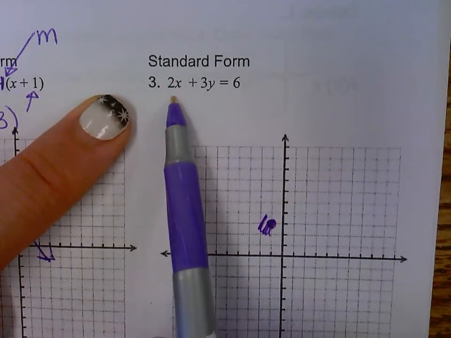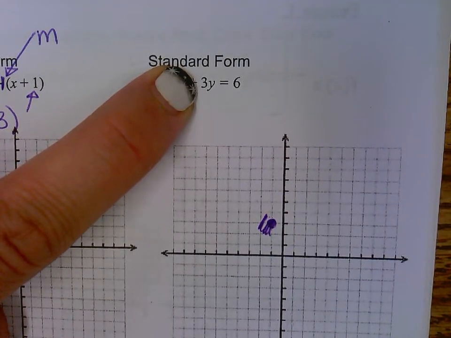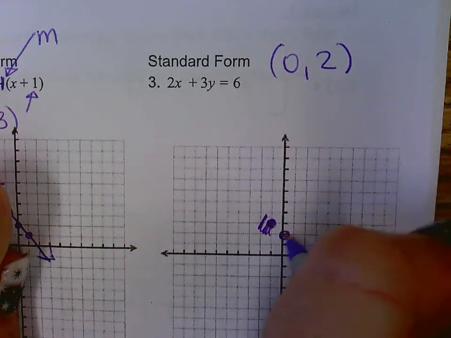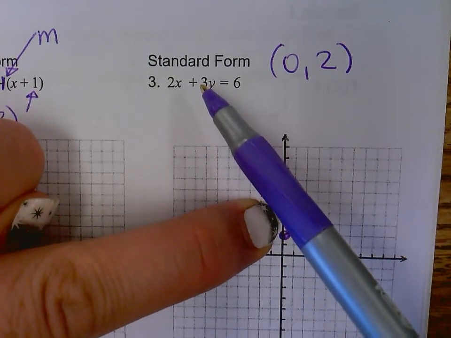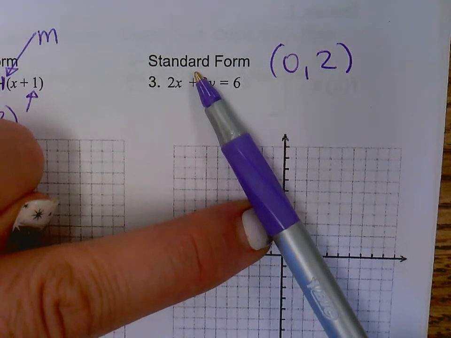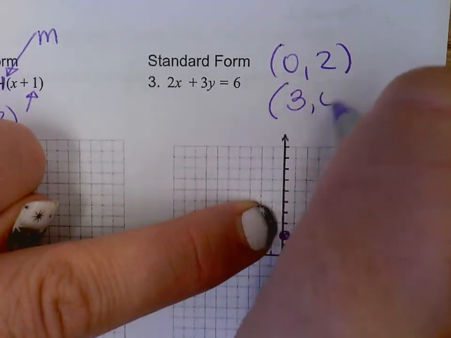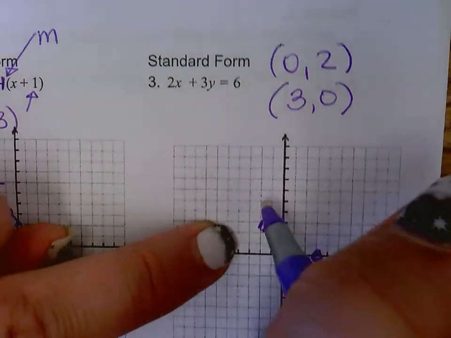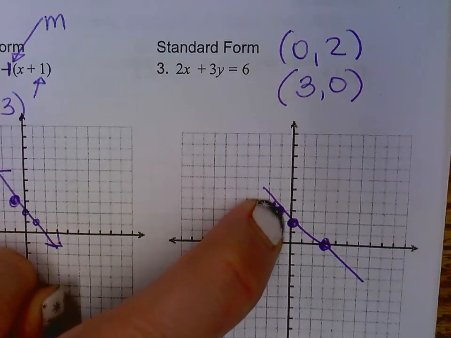If I plug in 0 for x, what does y have to be to make this true? 3 times y equals 6. y is 2. 0, 2 is my y-intercept. All right, what happens in my original equation if I cover up the y value? So now y is 0. What would x have to be to make it true? 2 times x equals 6. So if x is 3, then y gets to be 0. So I can plot my x-intercept. And then if you have any 2 points, you can draw a line. So I'm just covering up that little mistake that I made in pen.